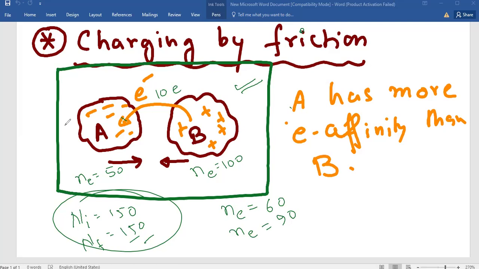Charging by friction is when you essentially rub two objects against each other, and this leads to a change in the amount of electrons each object has, and thus creates charge. This is because one object has a higher electron affinity and pulls the electrons towards itself. And the net electrons stay the same throughout the process. Good. Now we will look into charging by conduction.